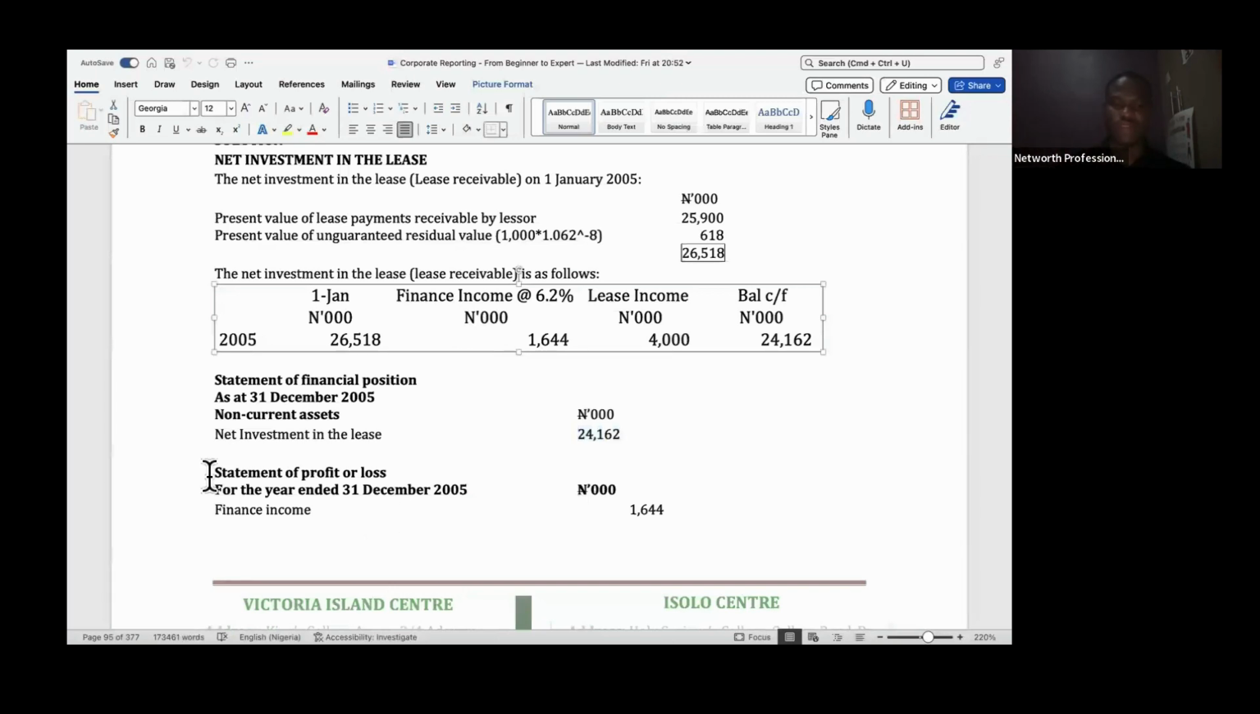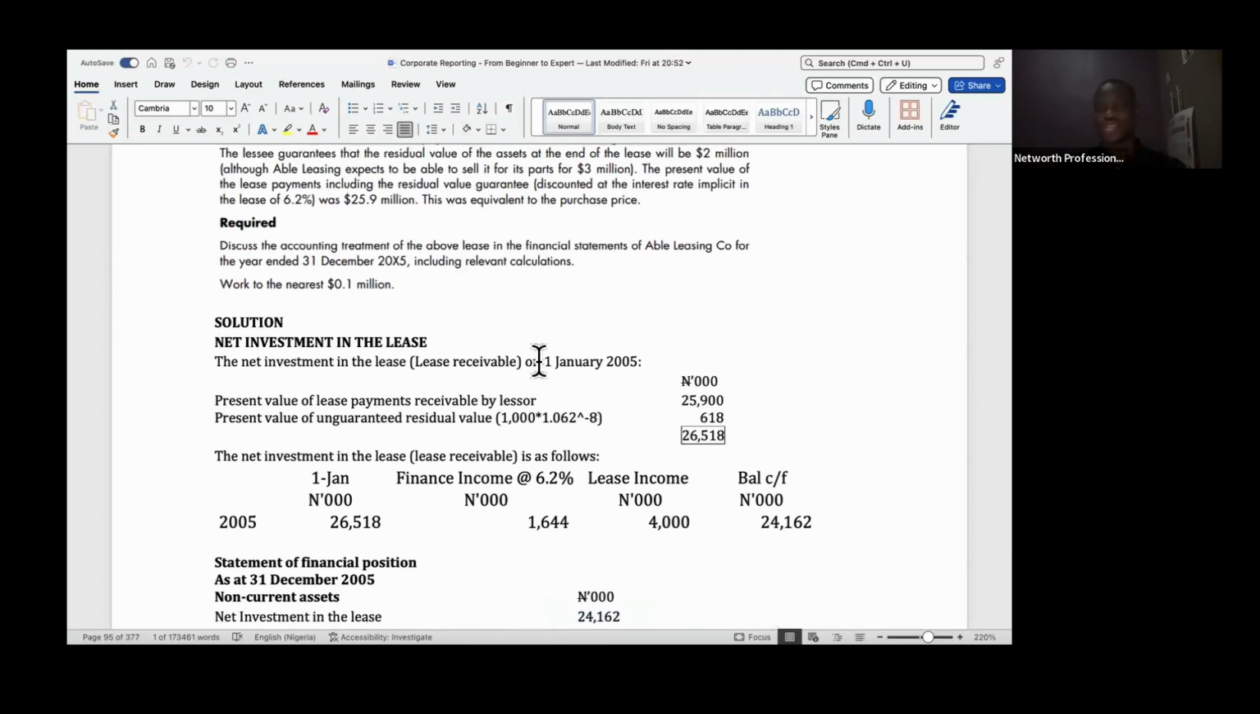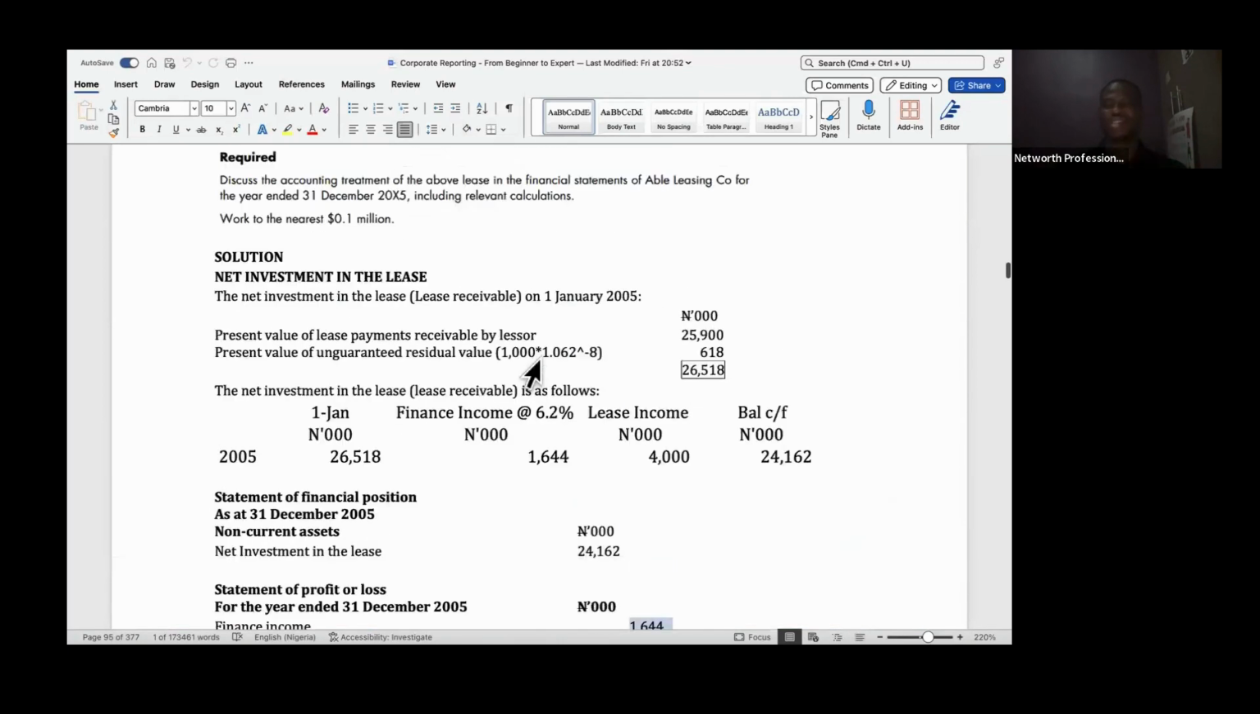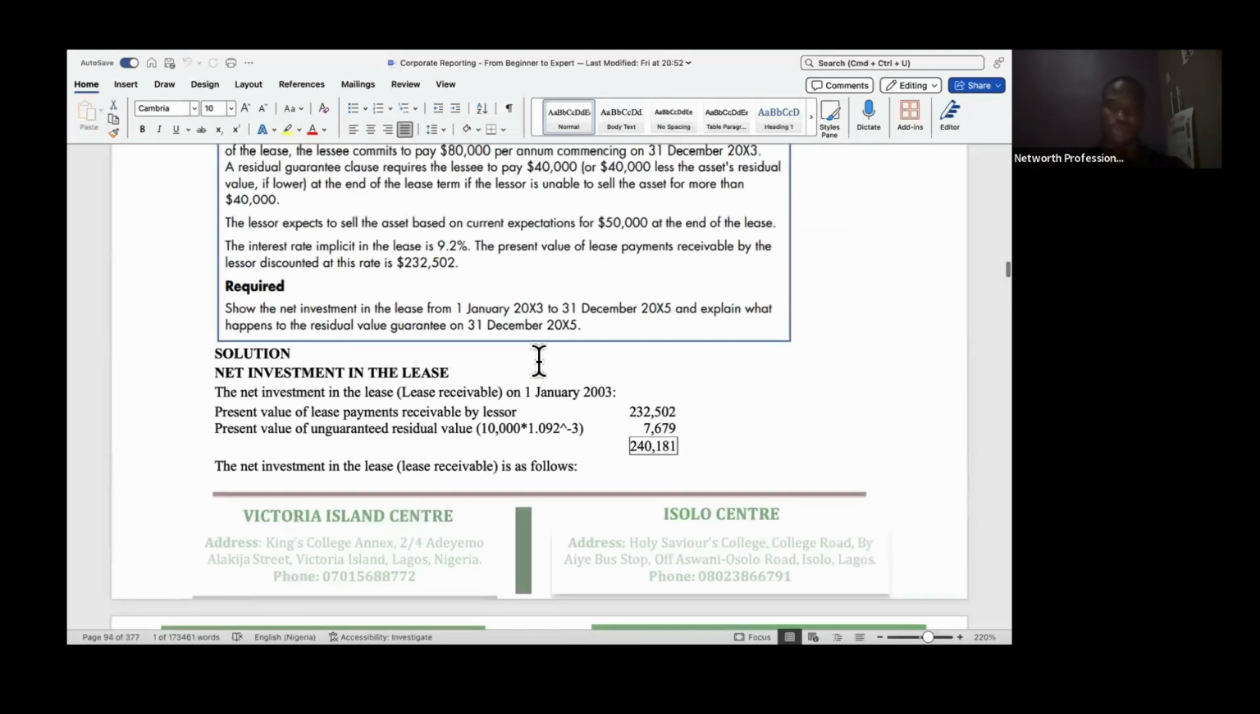And in the statement of profit or loss for the year ended, our finance income will be 1,644. So the books of the lessor are never going to be more than this. Never. So if you understand this, you are good.